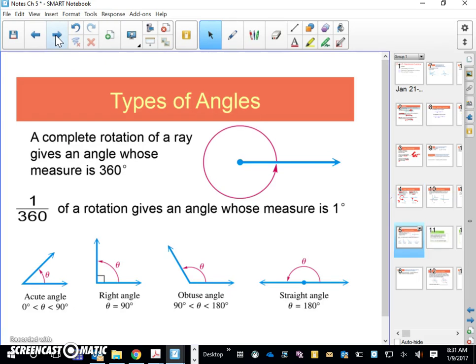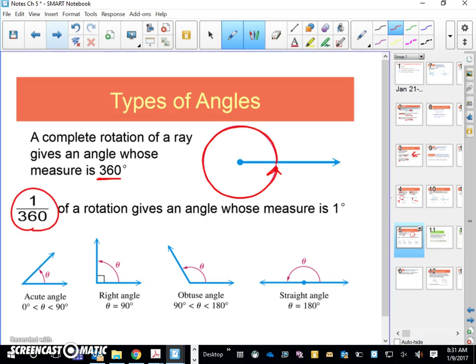Types of angles. Well, we all know what happens and what it's called when you rotate all the way around in a circle. Anybody who's ever played basketball has probably seen somebody do a 360 dunk before. But all the way around in the circle, a complete rotation of a ray gives an angle whose measure is 360 degrees. And so 1/360th is going to give an angle that's 1 degree. Okay, 1 degree is 1/360th of the way around the circle.